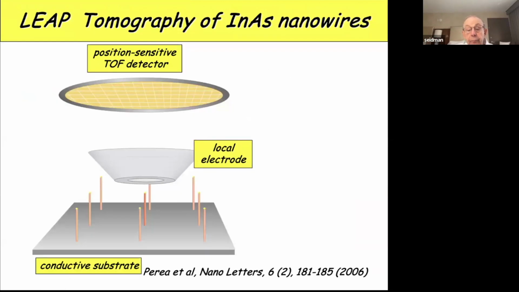So here is a picture now of it, just to make sure all of this is clear. And this is one of our early results. Here we have an array of silicon nanowires. They were grown by a technique called vapor liquid solid, and gold is the catalyst, and hence the yellow gold. And so we have an array of these, and here is my local electrode, and here is my position sensitive time of flight detector. And this is also an early result. You can see the date on here, 2006.